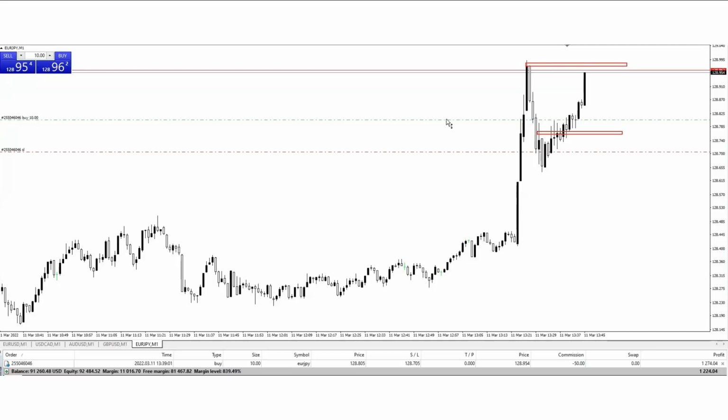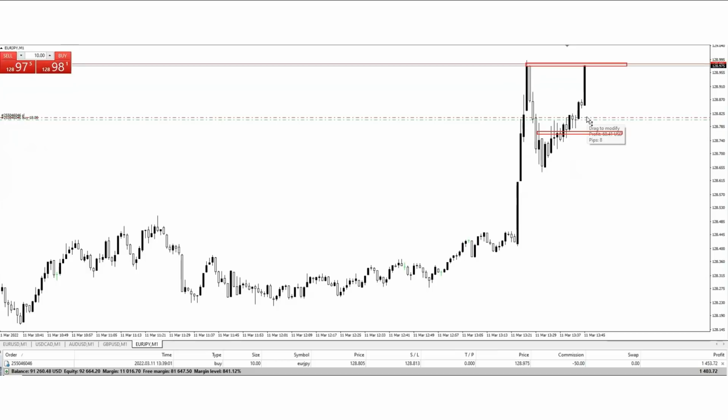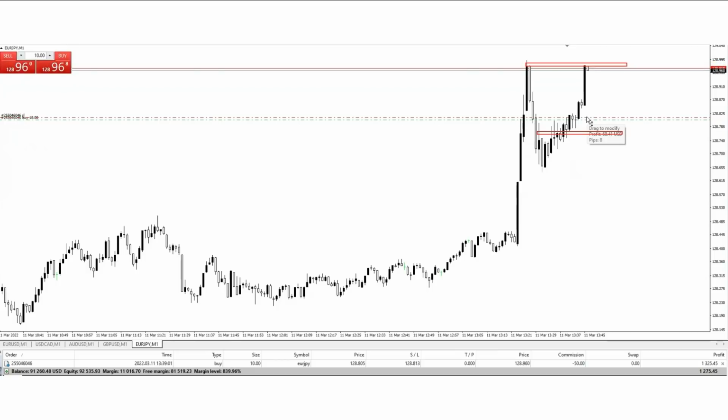So what should you be doing at this stage? Sorry. Set the break even. Let's go. Okay. Now we're so close to this level again. If we start breaking it, we can then scale up and we can start looking for targets.